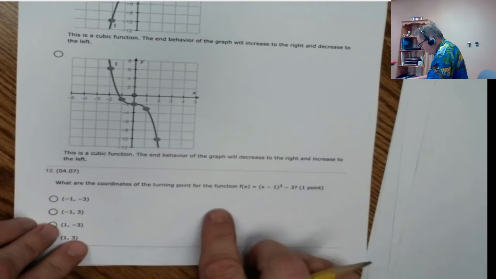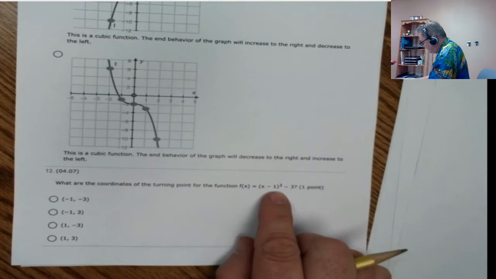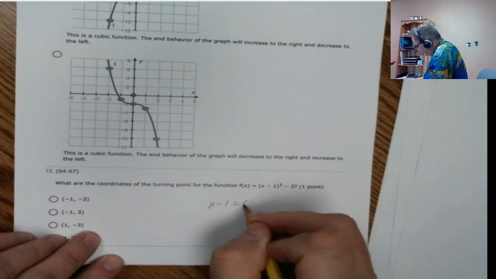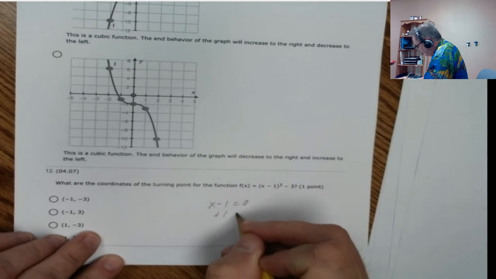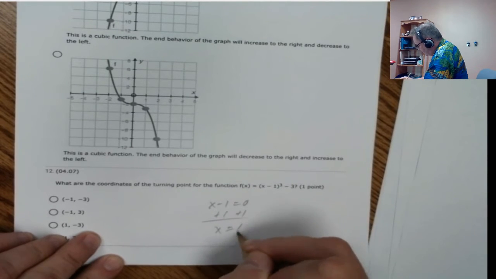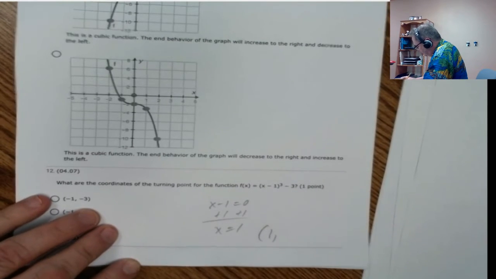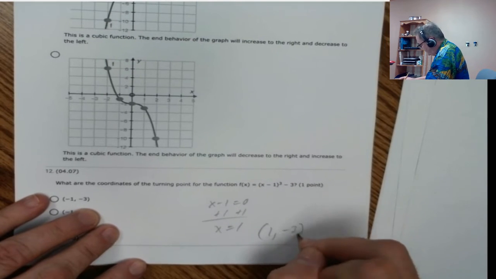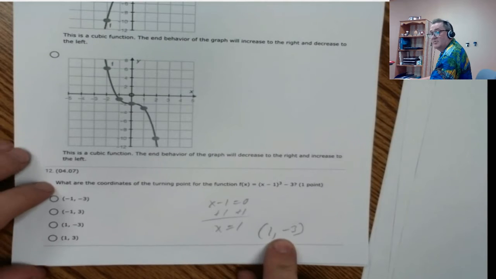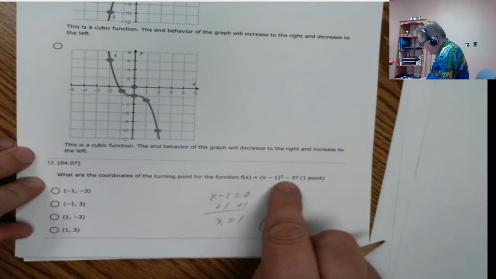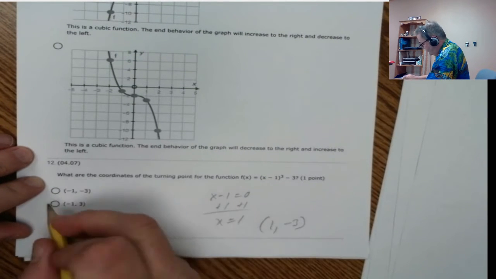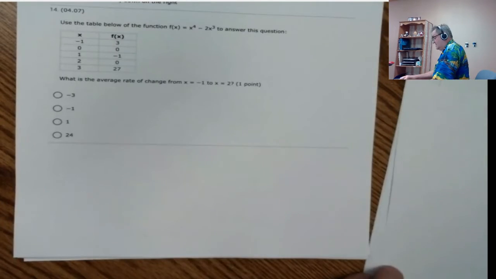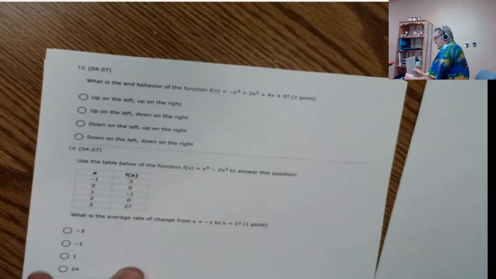What are the coordinates of the turning point for the function f of x equals x minus 1 to the third minus 3? Well, to get the x coordinate, you set this equal to 0. So add 1, x equals 1. So that's the x part. And if you put 1 in there, 1 minus 1 is 0. So negative 3 is the y. That's the turning point. Kind of works like the vertex does. Very similar to vertex form. 1, negative 3, right there. Very similar to vertex in quadratics.